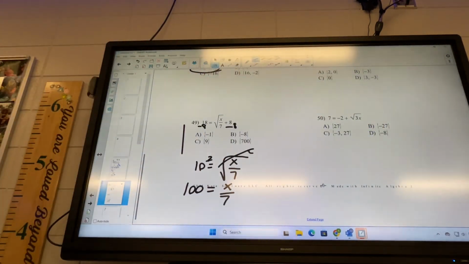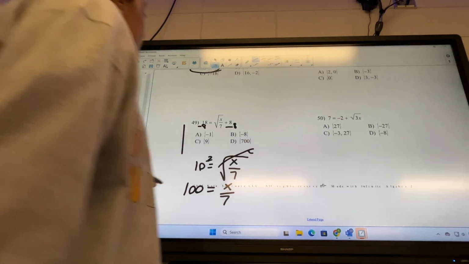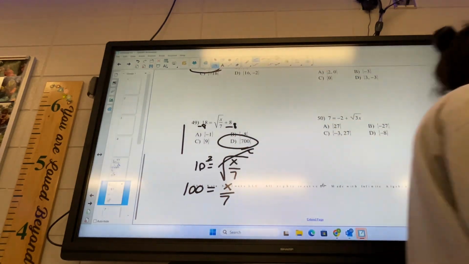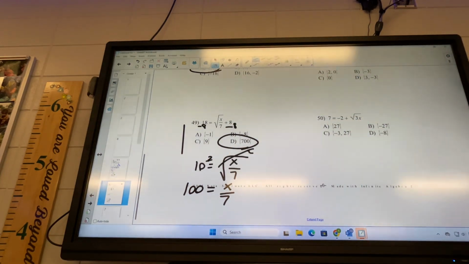And then what would need done? Times by 7. Times by 7, which would give you what? 700. I didn't know you had the times. Yeah, because right now a fraction bar means divide, so x divided by 7.